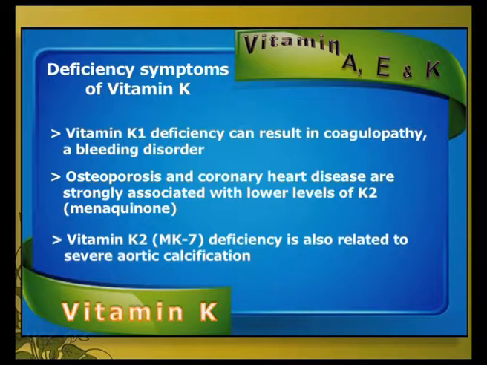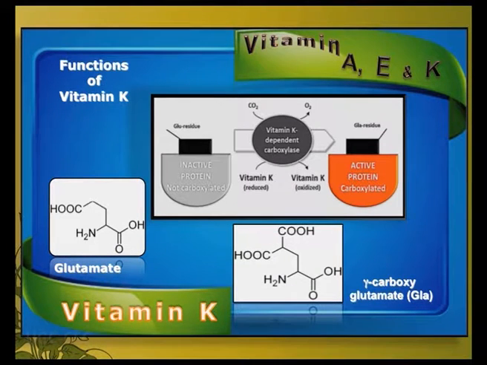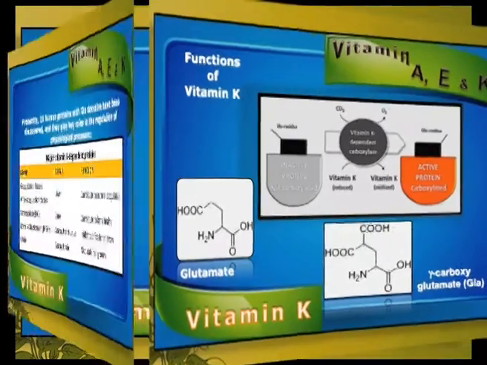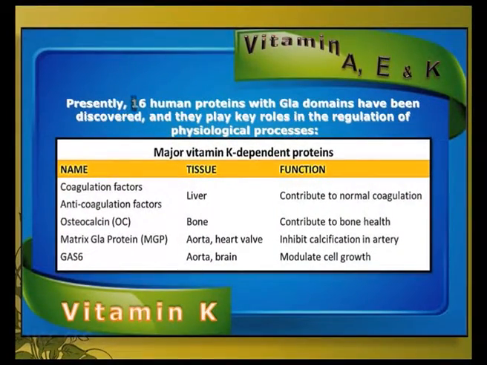The function of vitamin K is interesting. Vitamin K triggers carboxylation of glutamate to produce gamma-carboxyglutamate, or GLA. This gamma carboxylation at an important glutamate residue may lead to activation of a protein from its inactivated form. It has been observed that at least 16 proteins are present in human beings that have a GLA residue for their biological function. And the functions of these 16 proteins have been classified into 4 distinct types.